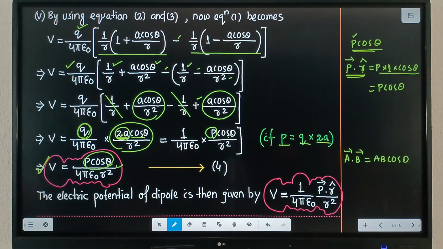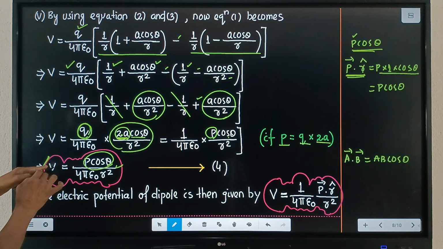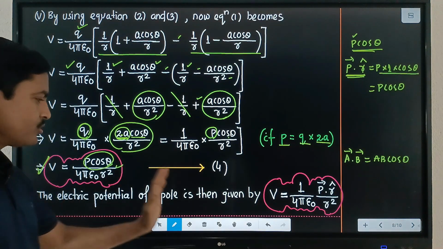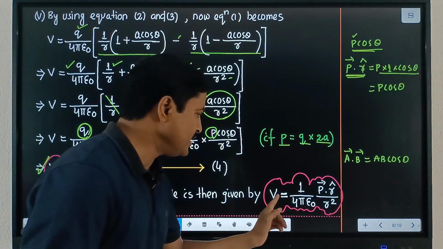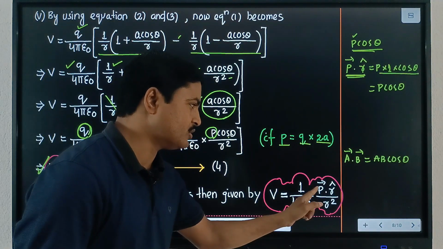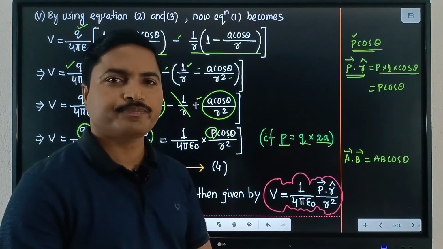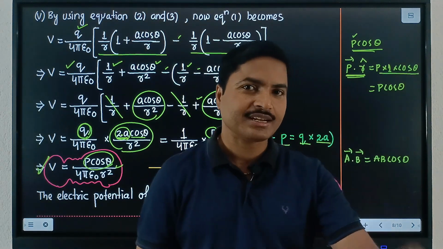That means finally we express the electric potential at the observation point as V equal to P cos theta divided by 4 pi epsilon 0 r square. We also write it like this: V is equal to 1 divided by 4 pi epsilon 0 times P vector dot r cap divided by r square. Clear?